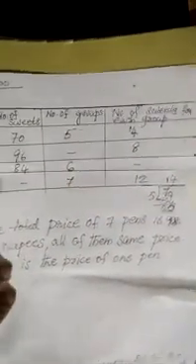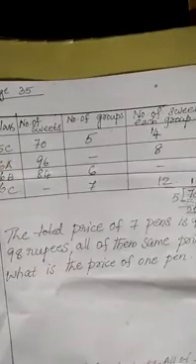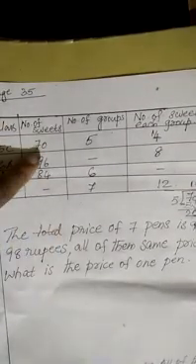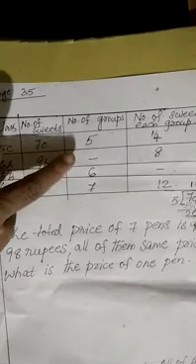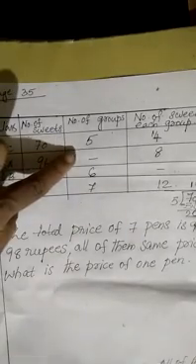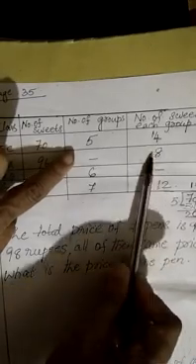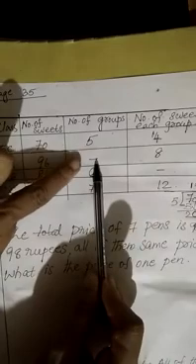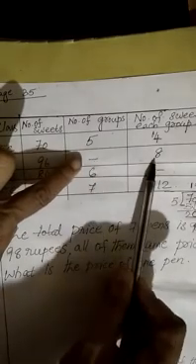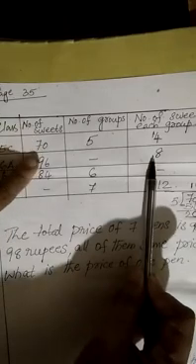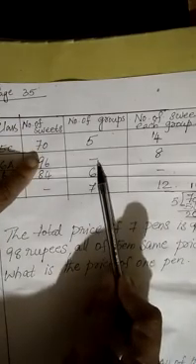Now, in the second case, you can see 6th A. In 6th A, total number of sweets is 96. But how many groups, we don't know. How many sweets will each group get? That is given as 8. So, to find out the number of groups, we have to divide 96 by 8. You will get the number of groups.